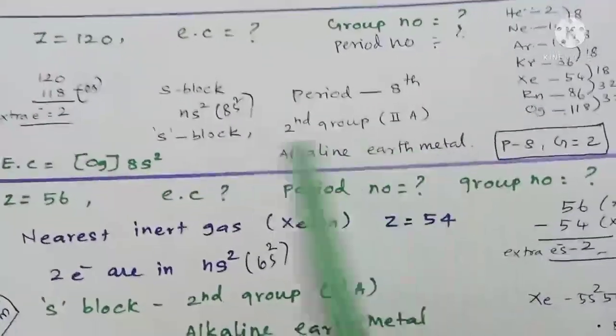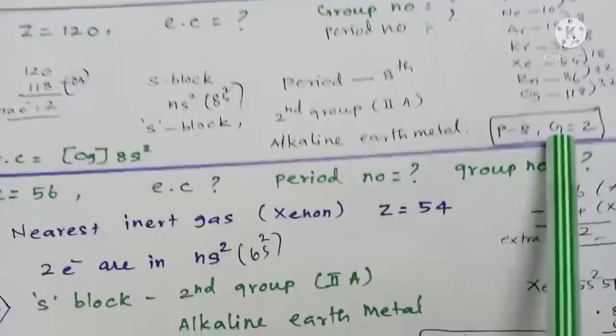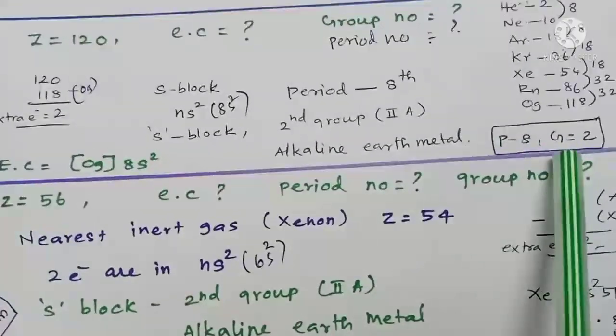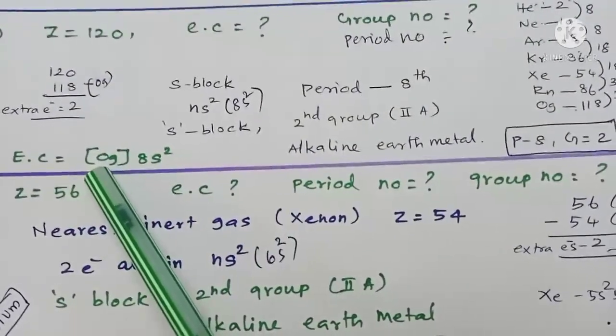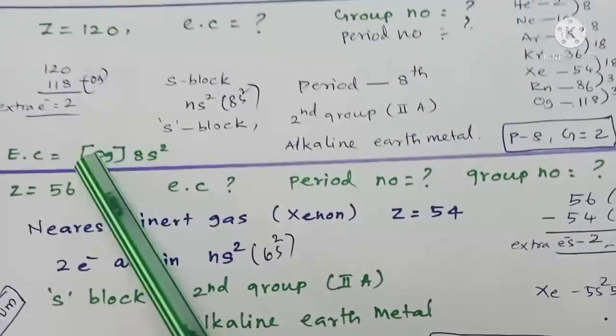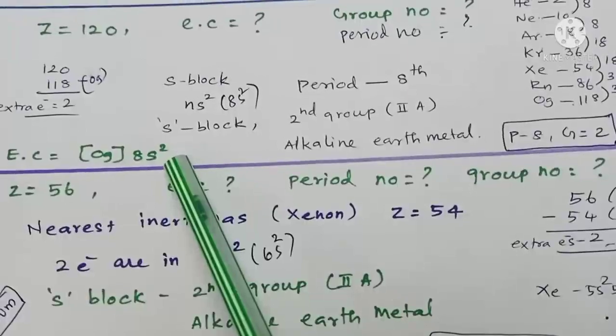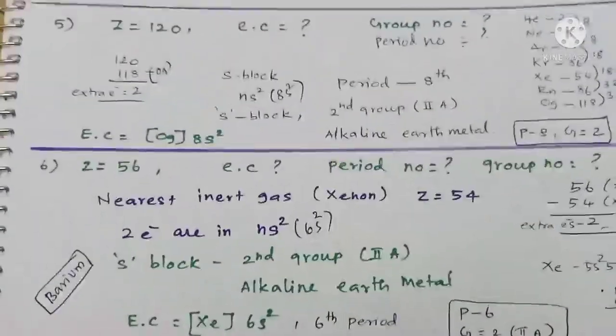Okay, right. So the element with atomic number 120 belongs to period number 8 and group number 2. Probably the electronic configuration can be given as the electronic configuration of the inert gas oganesson, followed by 8s2 configuration. Okay, right. Then the next question, number 6.